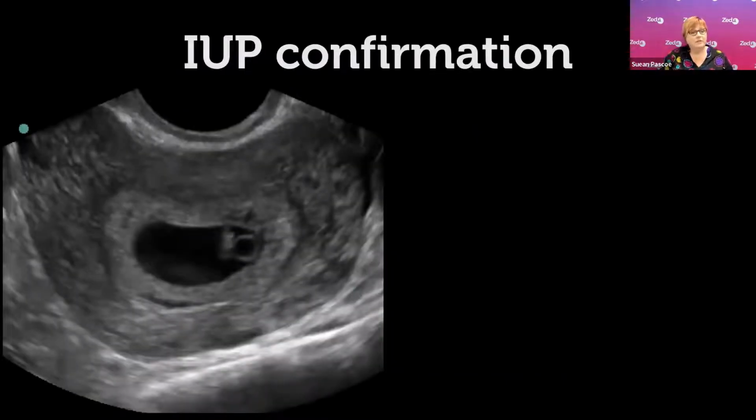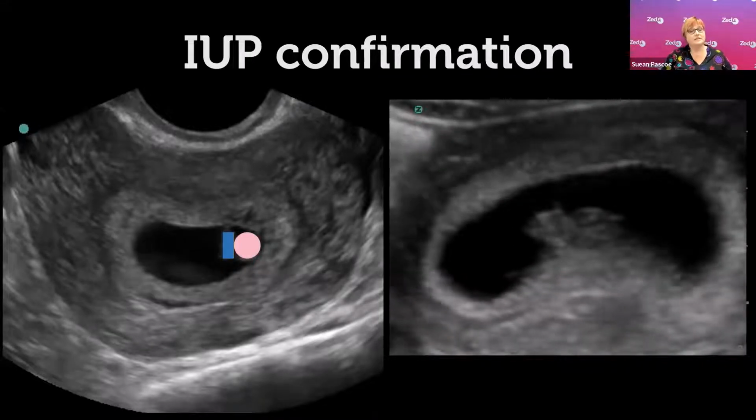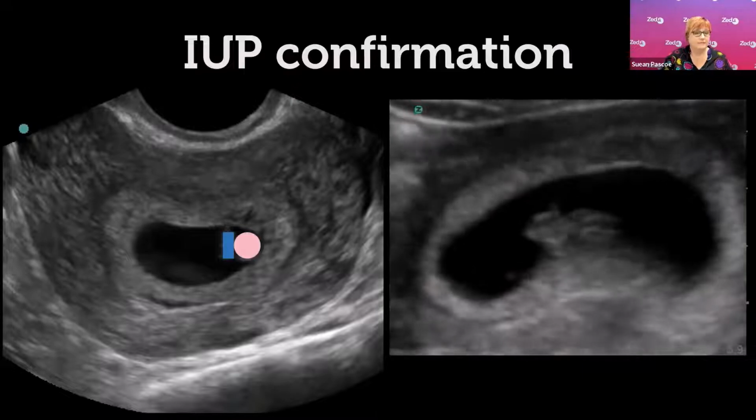For us to definitively confirm that this is an intrauterine pregnancy, we should see the double decidual ring, the crown rump length with a heartbeat, and the yolk sac. And we're looking for that little flicker there to tell us that this is a viable intrauterine pregnancy.